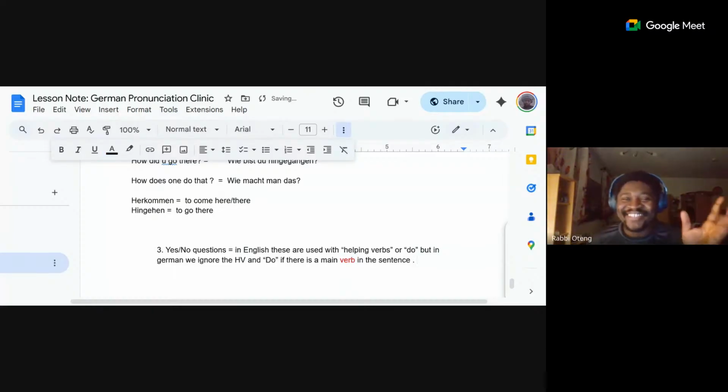So basically, the statement says, maybe, I am coming to the party. In this sentence, we have I, then am as a helping verb, then the main verb is coming. In German, we ignore helping verbs like do and is or are. We just hit the nail on the head, go straight to the main verb. So it's coming.